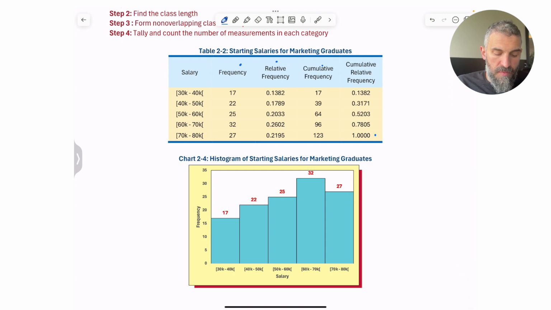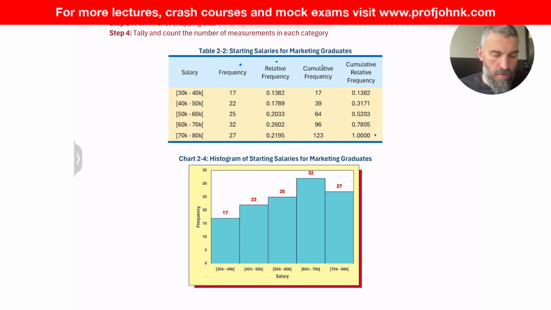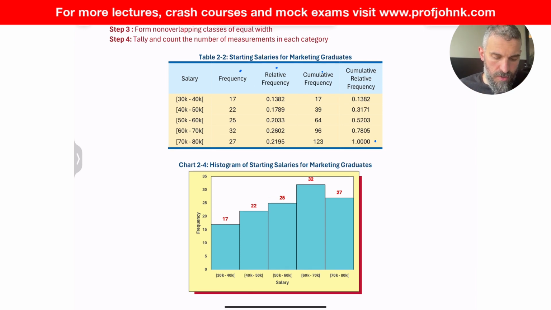Graphs that you can make, the histogram. So the histogram is basically a bar chart where the bars are stuck together. And we do this because this data is continuous, where as soon as one category ends, the next one begins. And so you see they're stuck together.